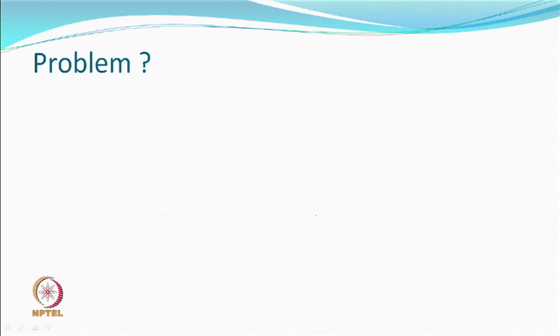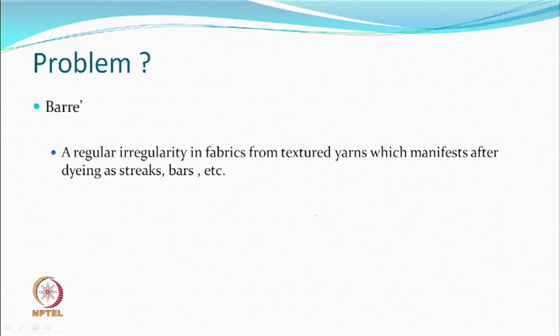So, what was the problem? So, you were doing a good amount of texturing, material was understood, the process was understood. So, what was the problem? One of the problems was called barre. Now, one interesting thing is barre is a problem which gets generated after dyeing. Dyeing is done after you have done texturing. So, it is very easy to blame the dyer. You are not doing your job well and therefore, there is a problem. So, we have nothing to do with it, all right. We have given you a textured yarn and a fabric made from textured yarn. If your dyeing is causing a problem, then you better look after your dyeing, all right.